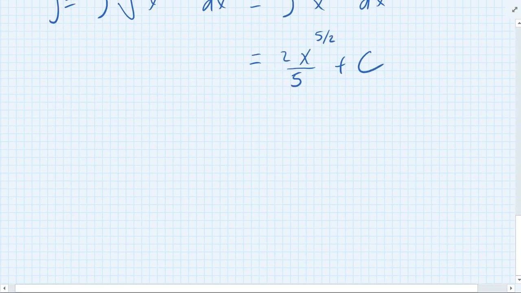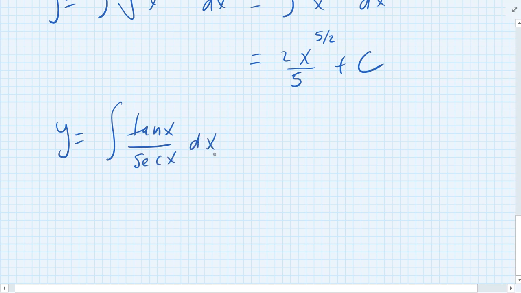Okay, what if they mess with you on the trig front? They give you the integral of tangent of x over secant of x. Well, here's the problem. You don't know how to deal with a fraction, right? So how about we break these down?